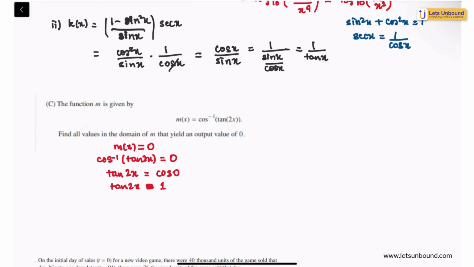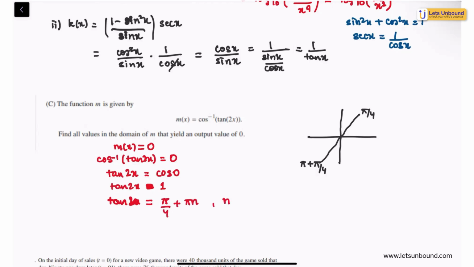Now keeping in mind what values of tan give me 1. In the first quadrant, tan gives me pi over 4. However, we should keep in mind that tan is positive in the first and the third quadrant, where it is pi over 4 and then again pi plus pi over 4. So as a generic expression, we could say 2x is equal to pi over 4 plus pi n, where n belongs to the set of integers Z.